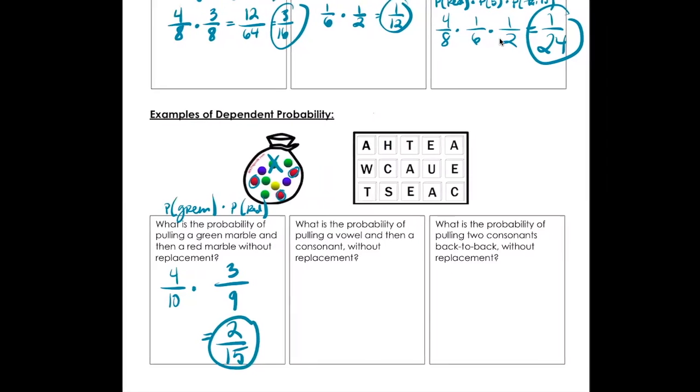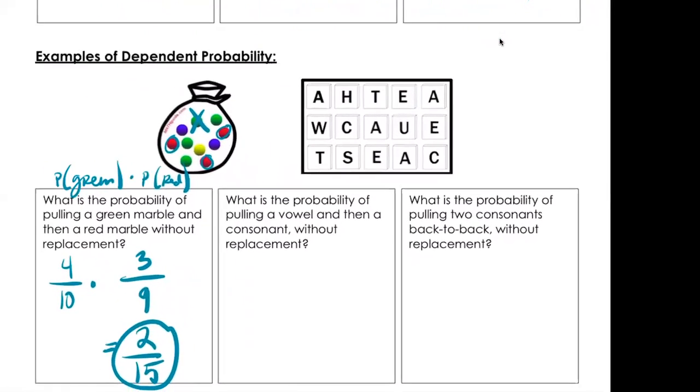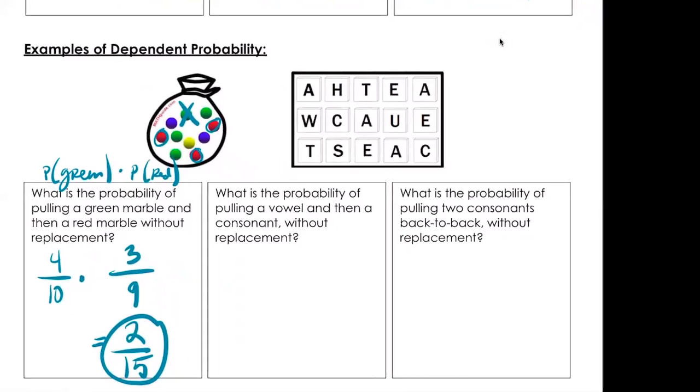Next example, what is the probability of pulling a vowel and then pulling a consonant? So vowels, if you don't know, are A, E, I, O, U. That's elementary school a long time ago. You might not know. All right. So how many A, E, I, O's, and U's are up here? There are 8 vowels, okay?